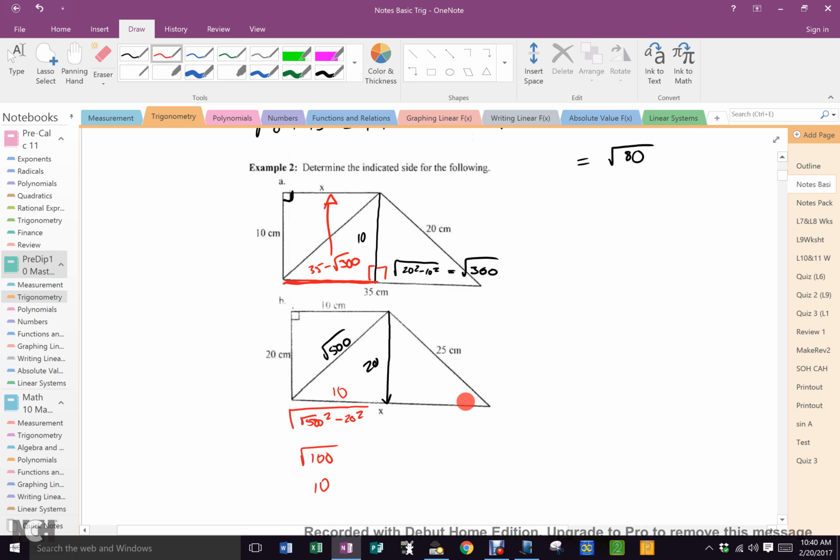Now come over to here. What's this side? Square root of what? 25 squared minus 20 squared, which is the square root of 225, which is 15. And what do I get? 25. Everybody cool? Okay. X is 25. In the bottom one, yes.